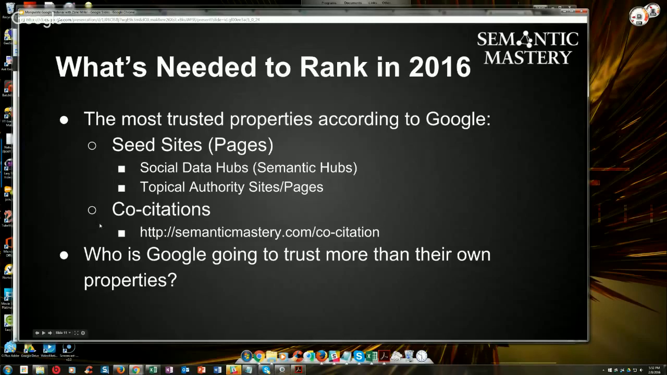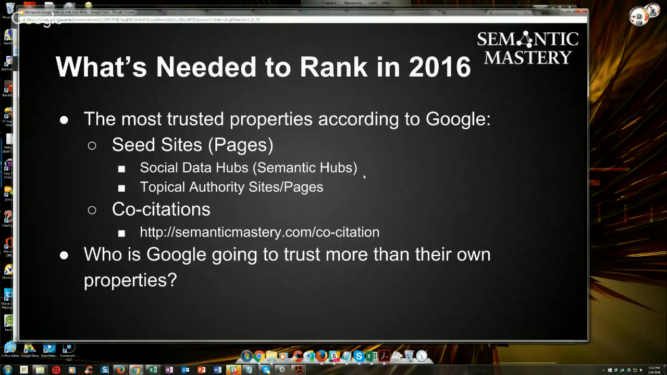Social data hubs, or what we call semantic hubs. A lot of those are properties that we use within IFTTT networks or IFTTT syndication networks. One of our flagship products is IFTTT SEO Academy, where we talk about building these seed sets and creating that identity and that brand through these seed sets that we set up on our own.